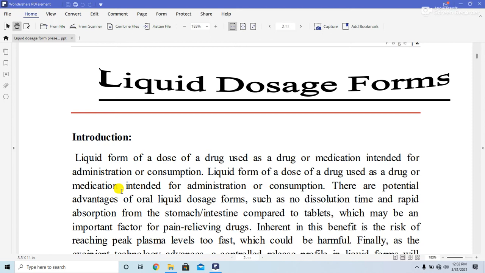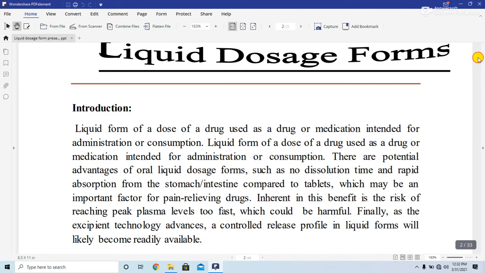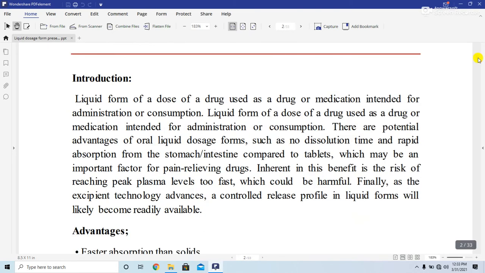So, the liquid dosage form is a form of a dose of a drug used as a drug or medication intended for administration or consumption. These are the potential advantages of oral liquid dosage forms, such as no dissolution time and rapid absorption from the stomach and intestine compared to tablets, which may be an important factor for pain relieving drugs. Inherent in this benefit is the risk of reaching peak plasma levels too fast, which could be harmful. Finally, as excipient technology advances, controlled release profiles in liquid forms will likely become readily available.